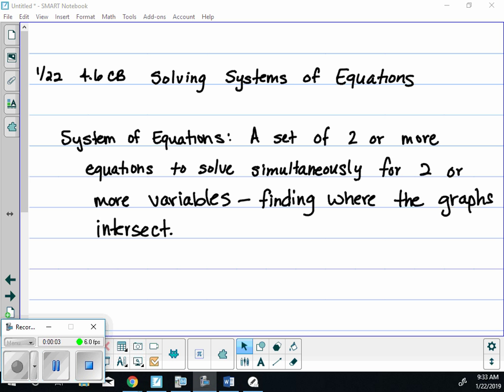Before we start talking about actually trying to solve systems of equations, let's talk a little bit about what a system of equations is. A system of equations is when we have two or more equations that we're going to solve essentially simultaneously. The reason we have two or more equations is because we have two or more variables. However many variables you need to find is however many equations you need to have. And what we're basically finding, from a graphing perspective, is where the graphs are going to intersect, if they intersect.